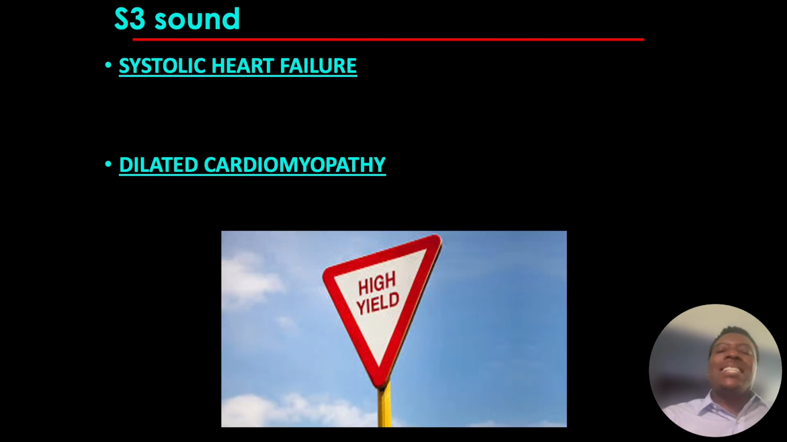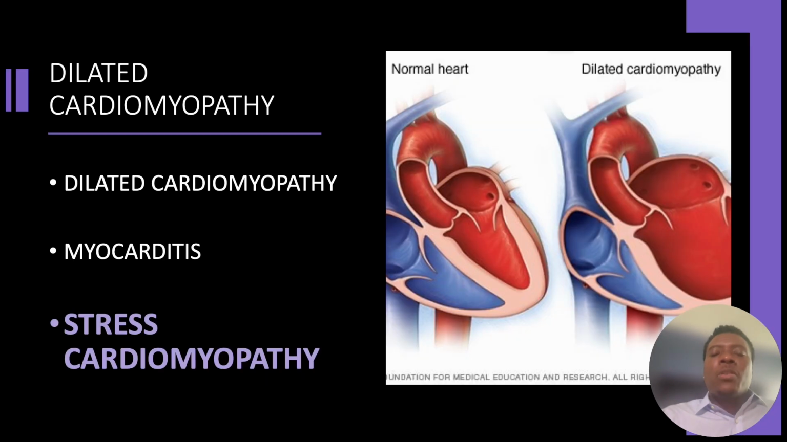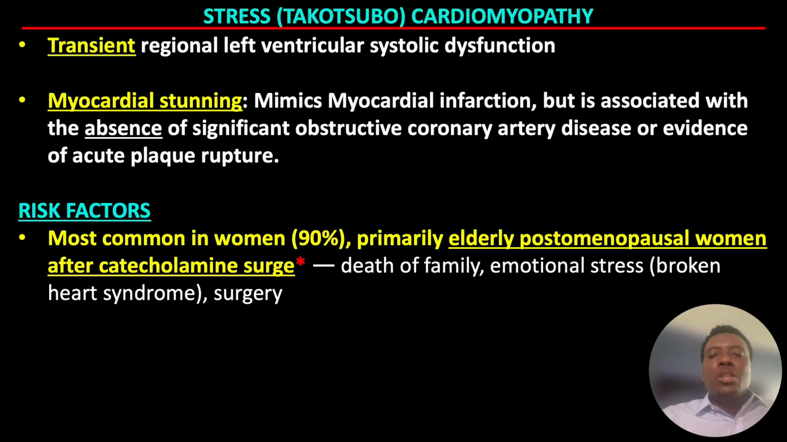Now remember, if I see an S3 gallop or third heart sound, you should be thinking there's some kind of systolic dysfunction and the heart is dilated for whatever reason. If the cause is cardiac related, for example, post-MI, we call that heart failure with reduced ejection fraction. If the cause is non-cardiac, idiopathic, viral, doxorubicin, trastuzumab, pregnancy, postpartum, B1, then you think about dilated cardiomyopathy as the cause. Now, the third and the last subtype of dilated cardiomyopathy is stress or Takotsubo cardiomyopathy.